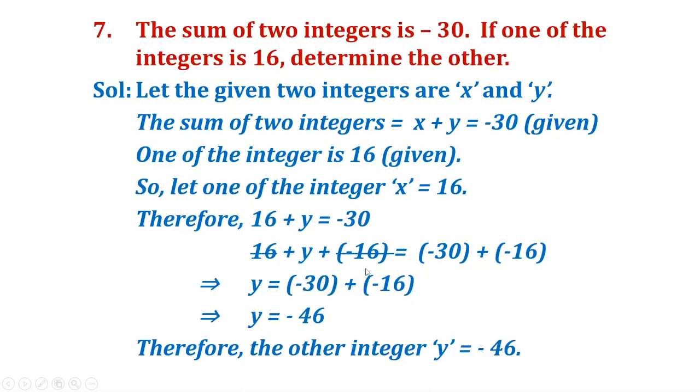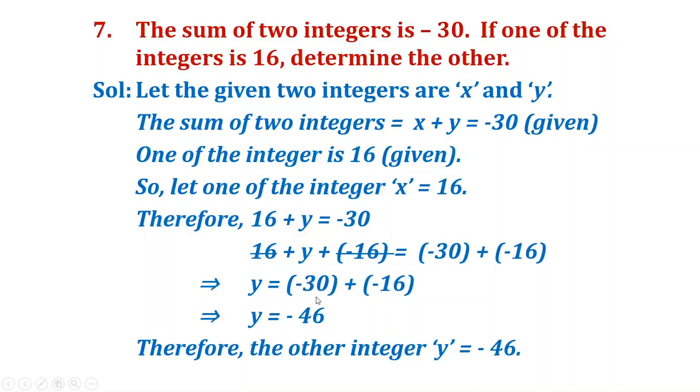Adding or subtracting any number to both sides of an equation, the equation value will not change. That's why I am adding minus 16 to both sides. By adding minus 16 here, I can remove plus 16 and minus 16, because 16 minus 16 is 0. So on the left side only y will remain, and on the right side minus 30 plus minus 16. Now it is the addition of two integers which have the same sign, which is minus.